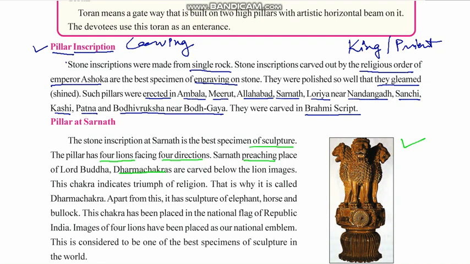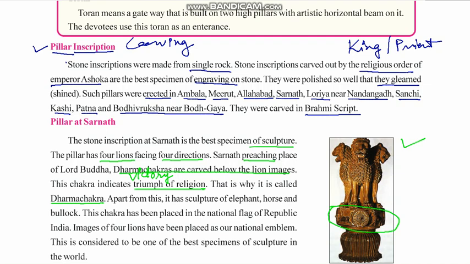Dharma Chakras are carved below the lion image. You can see here, these are Dharma Chakras. This chakra indicates the triumph of religion. Triumph is victory, victory of religion. That is why it is called Dharma Chakra.